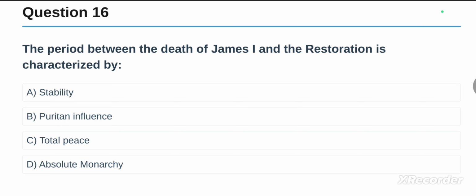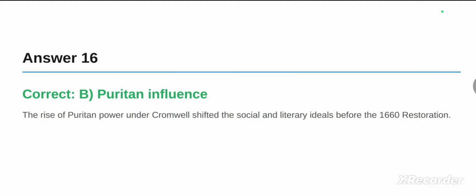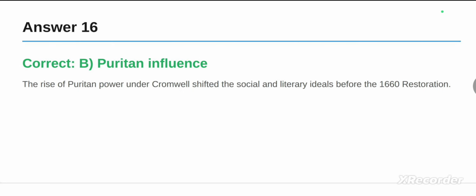Question number 16. The period between the death of James I and the Restoration is characterized by. The answer is Puritan influence. The rise of Puritan power under Cromwell shifted the social and literary ideals before the 1660 Restoration. We all know Cromwell means Oliver Cromwell.